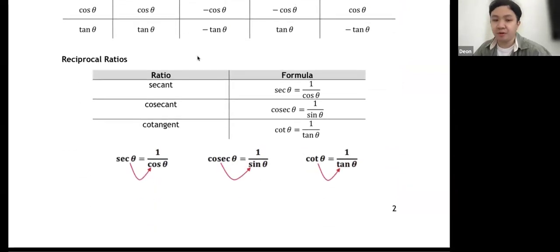And some simple reciprocal ratios. Always look at the third alphabet. The third alphabet will correspond with the first alphabet of the reciprocal. Can?